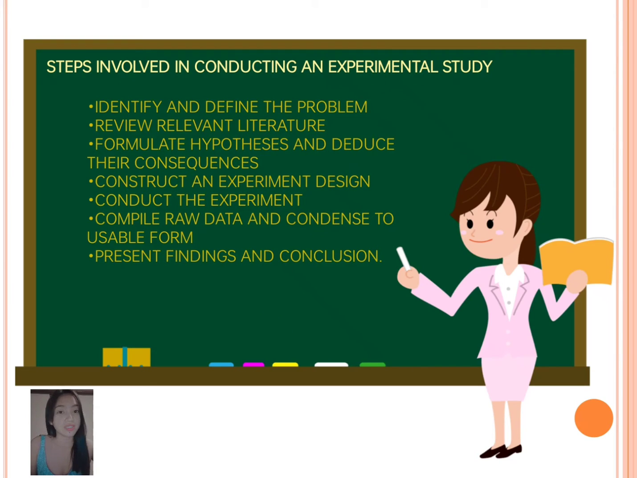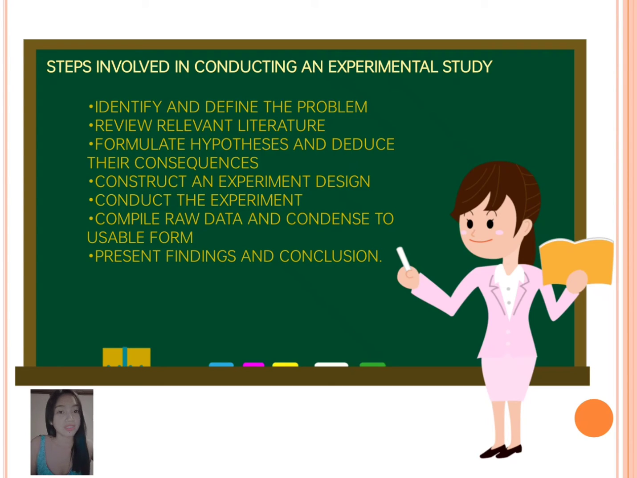Next is review relevant literature. So in this step, the literature helps the researchers determine whether the topic is worth studying, and it provides insight into ways in which the researchers can limit the scope to a needed area of inquiry.